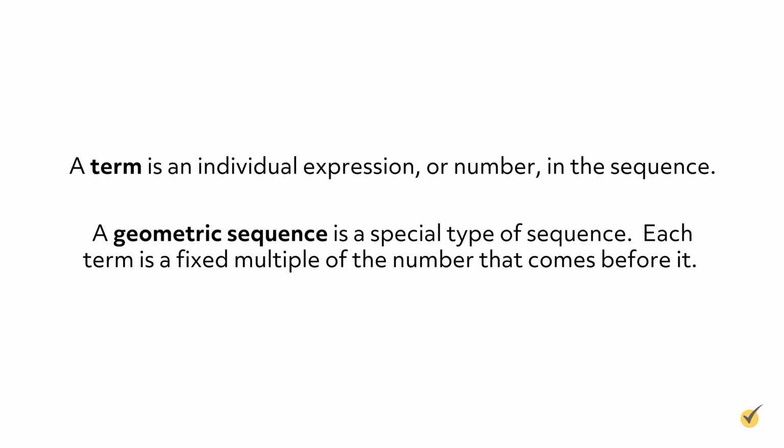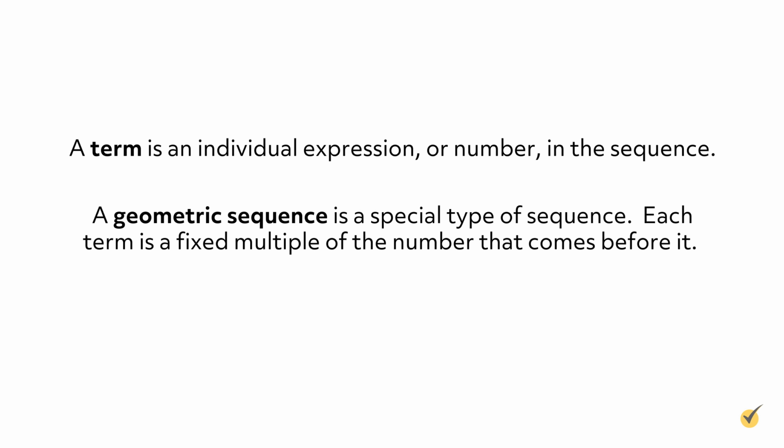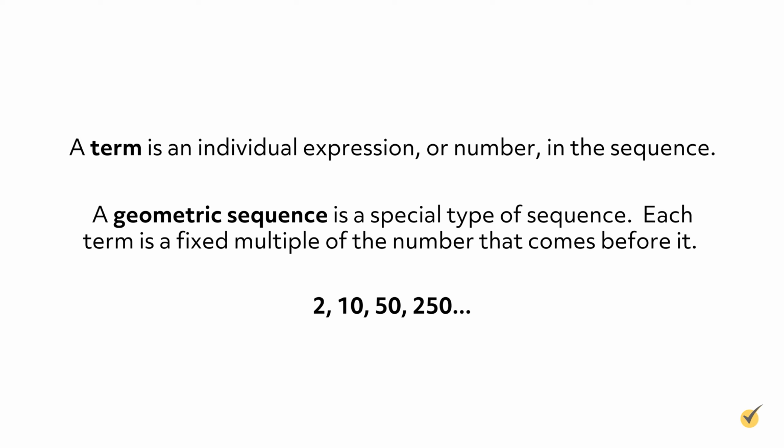A geometric sequence is a special type of sequence. Each term is a fixed multiple of the number that comes before it. For example, let's say my first number is 2, and I multiply 2 by 5 to get 10, then I multiply 10 by 5 to get 50, I can multiply 50 by 5 to get 250, and so on. 2, 10, 50, 250. In geometric sequences, we use multiplication to find each subsequent term.